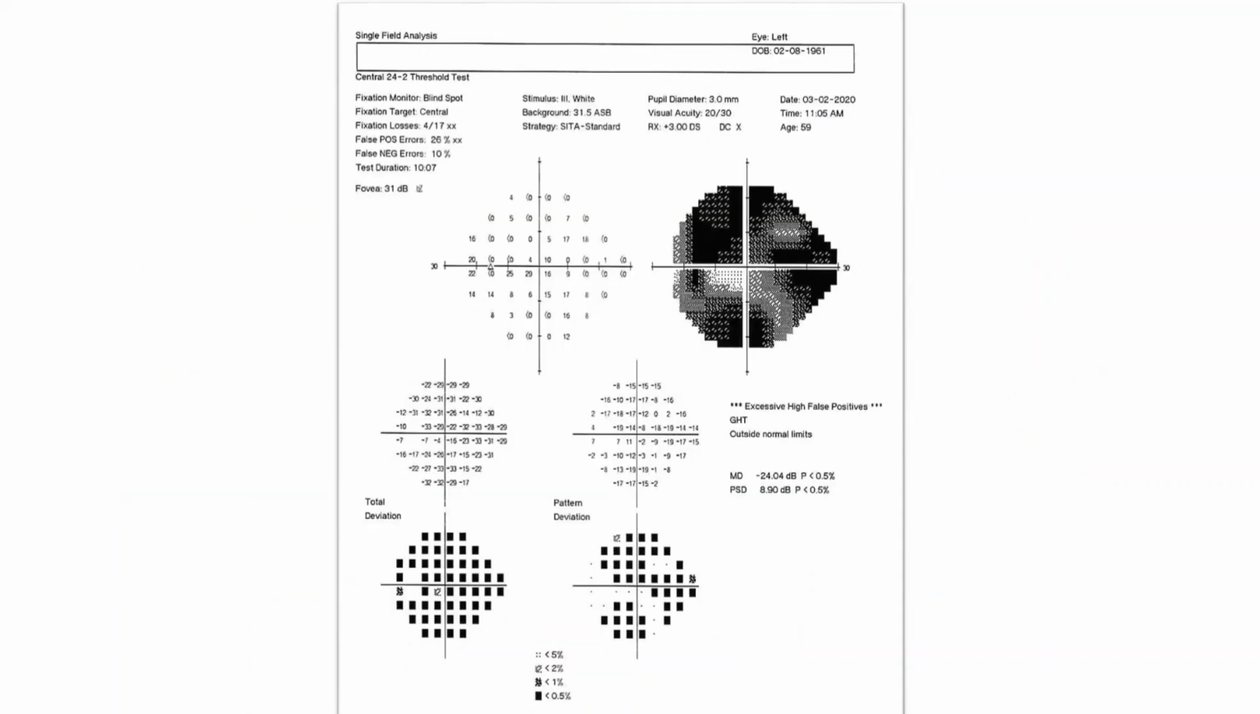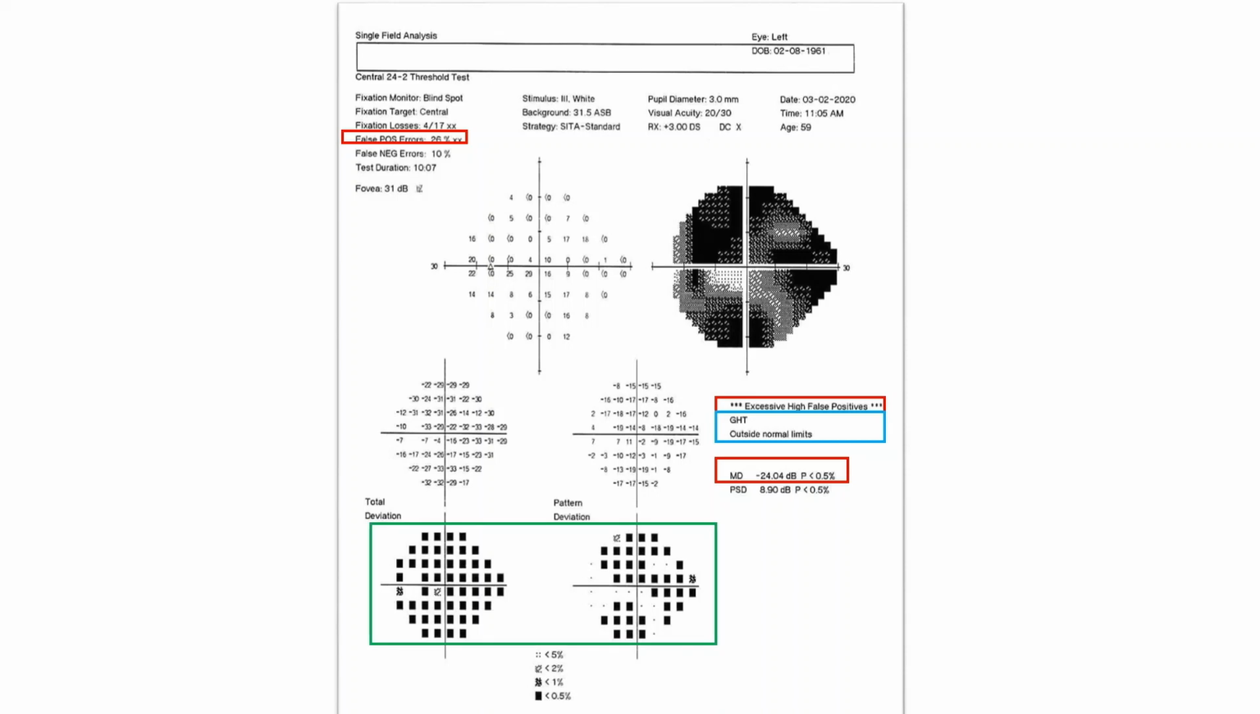This 24-2 SITA standard visual field printout of the left eye of a patient with advanced glaucoma has a false positive rate of 26%, which is flagged. A message of excessive high false positive is displayed. Mean deviation has a negative value of minus 24.04 decibel, and the glaucoma hemifield test classification is outside normal limit. Total deviation probability plot is worse than pattern deviation probability plot. If we look at the numerical values, the patient has responded to some of the stimuli presentations which were not to be seen, as shown in the subset of test points, which does not show very high test sensitivities at this location. Hence, the white scotoma is not seen in the grayscale.